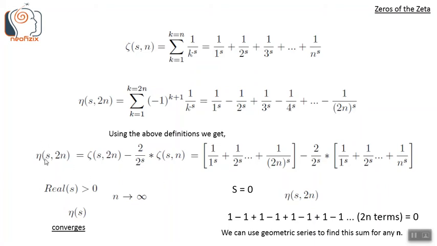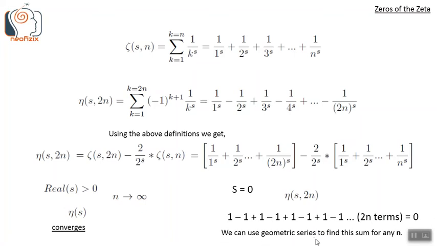So from this we can see that if the real part of s is greater than 0 in the eta series, and if n is very, very large, n tending to infinity, then we can drop this n factor and eta converges. Because eta converges, we can drop this, and at s equals 0, eta s comma 2n just converts into this series, the alternating summation of ones, 1 minus 1 plus 1 and so on up to 2n terms. Since there are an even number of terms here, we get a 0.